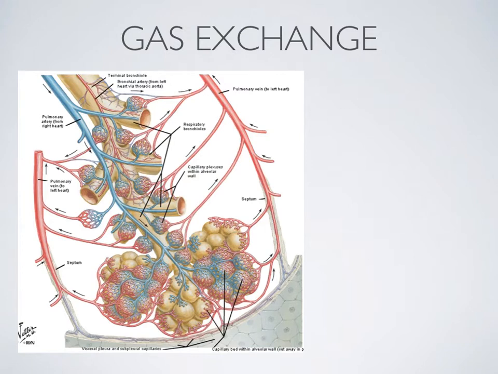And here, the air's coming down. Here's your pulmonary artery coming down with it. It branches along all of the bronchioles as they're branching off, and then it ends in the capillary bed here where there's gas exchange.